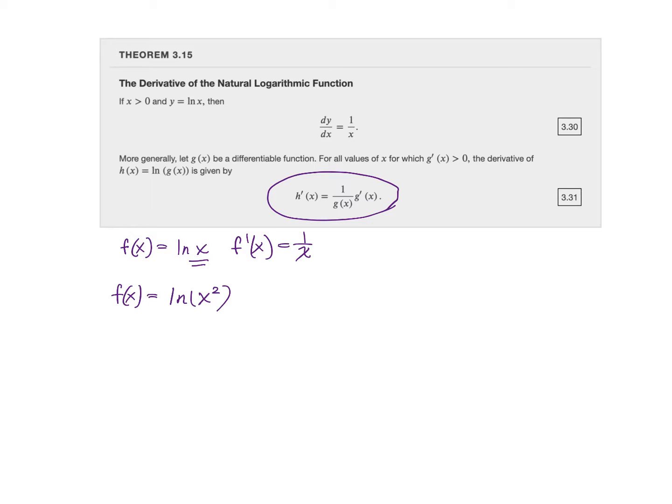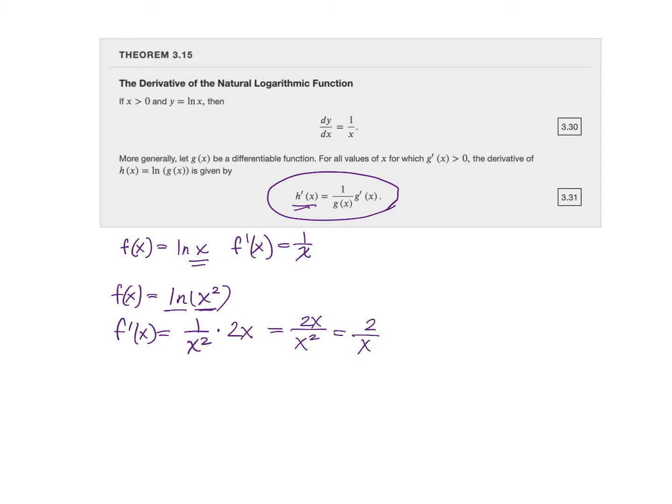So the chain rule says if you have a function and you want to take the derivative, f prime of x would be 1 over that function, so x squared, times the derivative of that function, so times the derivative of x squared, which is 2x. Again, it's ln of this function, so it's going to be 1 over that function x squared times the derivative of x squared, which is 2x. And I can simplify that to 2x over x squared, which simplifies to 2 over x.